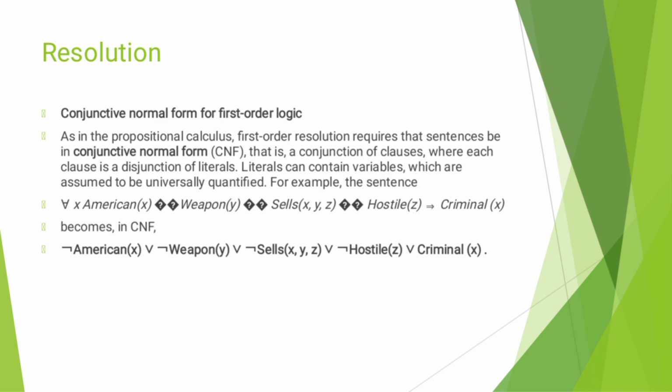As in propositional calculus, first order resolution requires that sentences be in conjunctive normal form, that is CNF, that is a conjunction of clauses where each clause is a disjunction of literals. Literals can contain variables which are assumed to be universally quantified, for example, the sentence. Here we are given one sentence, that sentence becomes conjunctive normal form like this second sentence. Just notice the symbols of all these sentences.